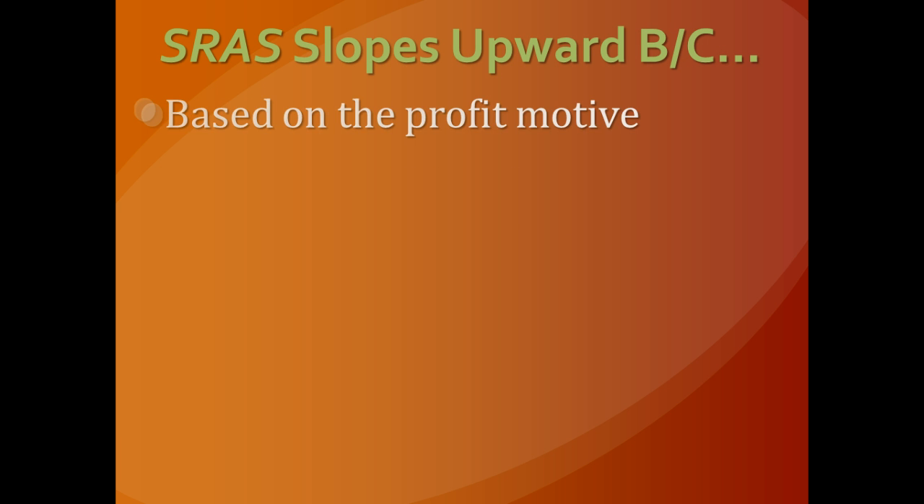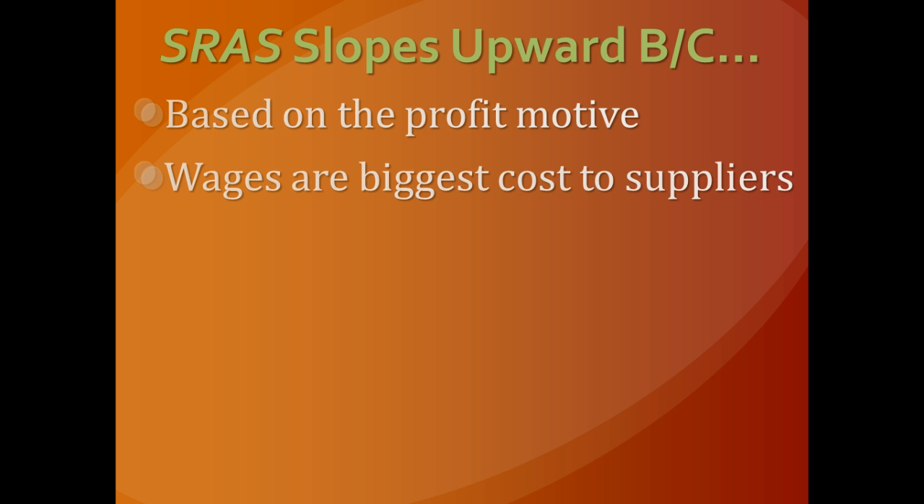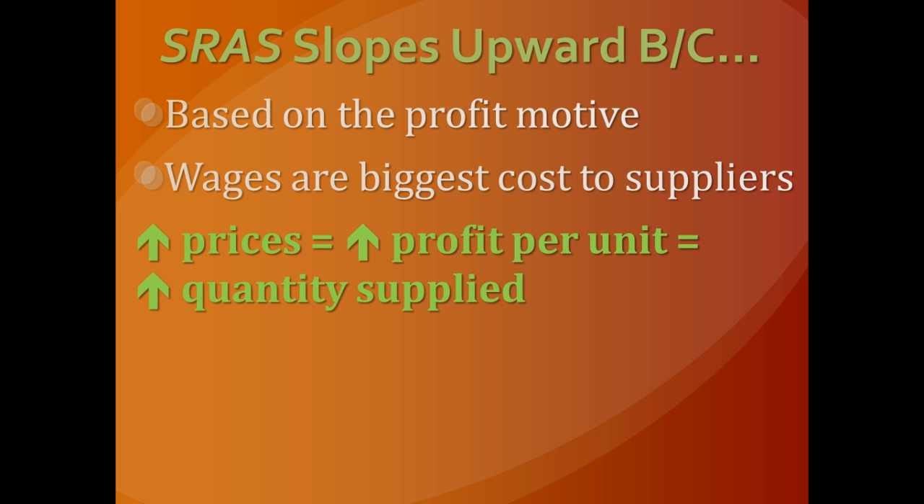So how does this fact affect the upward slope of the short run aggregate supply curve? Well, because the supply curve is based on the profit motive, businesses are willing to increase their quantity of goods supplied if they're able to get a higher price level in the short run, because wages are the biggest cost of suppliers. If wages are fixed, the biggest cost is fixed, and if price levels are rising, then the overall cost of production for a producer is pretty much the same as before, but they're receiving more money as a result of the higher price levels, which means the increase in price levels led to an increase in profit per unit. And that increase in profit per unit in the short run gives suppliers the incentive to increase their output or quantity supplied. So that's why there's this upward slope with the short run aggregate supply curve.